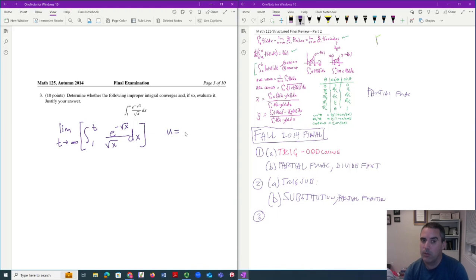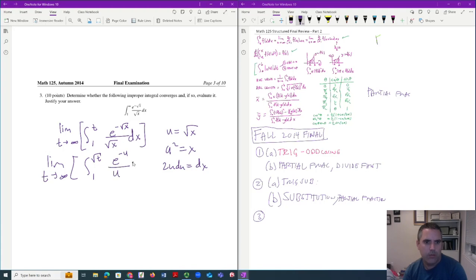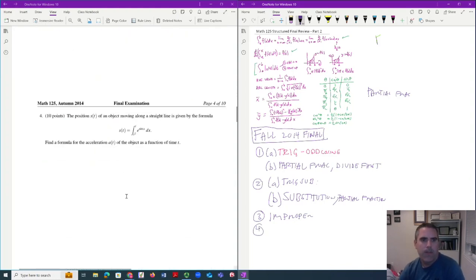It looks weird, but it has a square root in it. So I would try this. You get u squared is x, 2u du is dx, and you just start integrating, and you worry about the limit piece at the end. The bounds become 1 to the square root of t, because you're plugging that in, e to the negative u over u, 2u du. Ooh, those cancel. I see my way to the end. So it's improper, and there was some substitution. But I feel okay about that, so let's keep going.